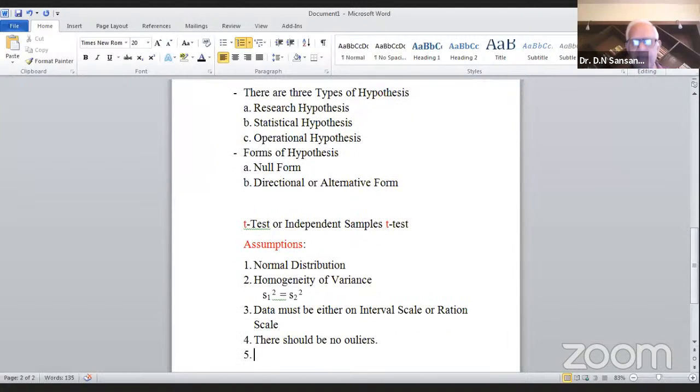Now let us see, how do we write the objective? How do we write the objective if you have to analyze the data with the help of independent samples t-test? Okay, so I'm writing the objective.